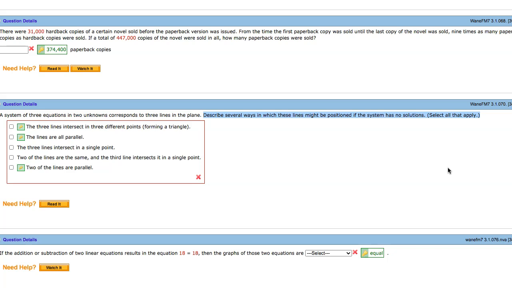Describe several ways in which these lines might be positioned. No solution. Oh, key word. No solution. Okay. If you have no solution, 2 lines are parallel. That is a good example of no solution. 2 of the lines can be parallel. That would ruin it. If they're all parallel, that would ruin it. And if the 3 lines intersect in 3 different points, forming a triangle, would that ruin things? Yeah.